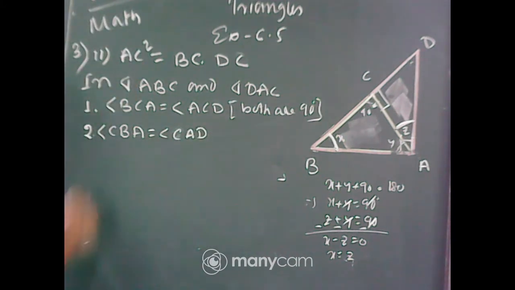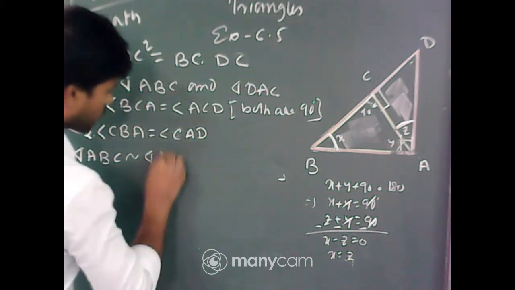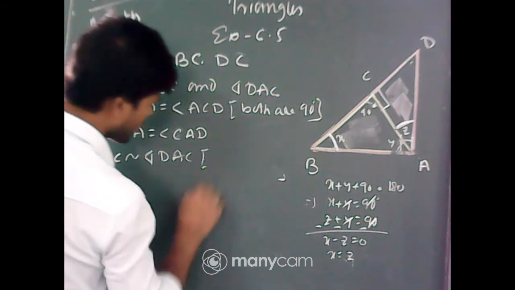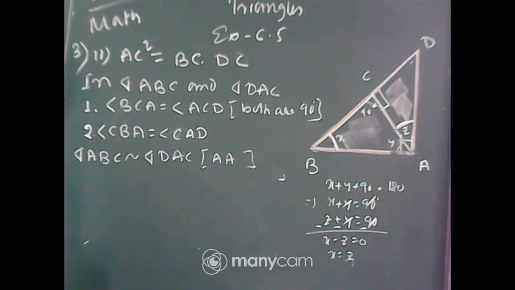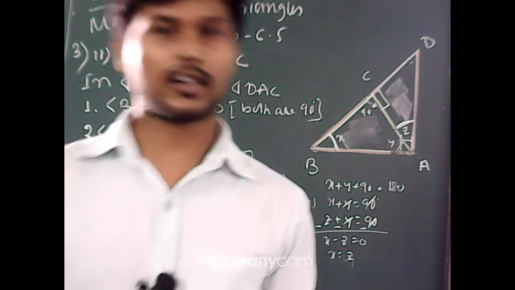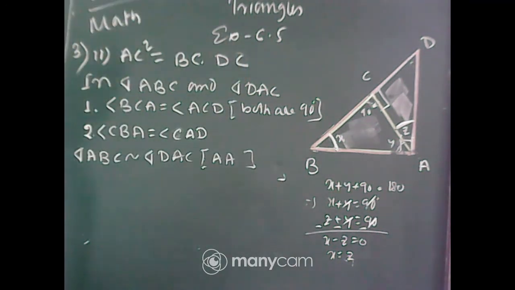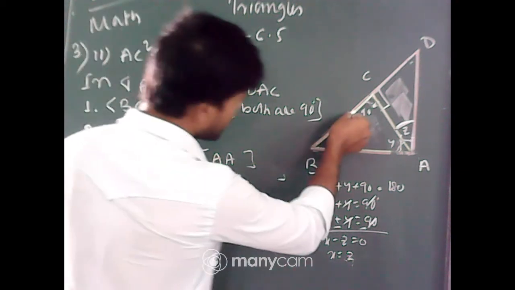So under these two conditions, we can say that the triangle ABC is similar to triangle DAC by which condition? By angle criteria. By angle criteria, the triangles are similar to each other. Whenever we have proven that triangles are similar to each other, then we apply that theorem, that in two similar triangles, the corresponding sides are in the same ratio. Okay, so we're taking BC by AC, means this side by this side.